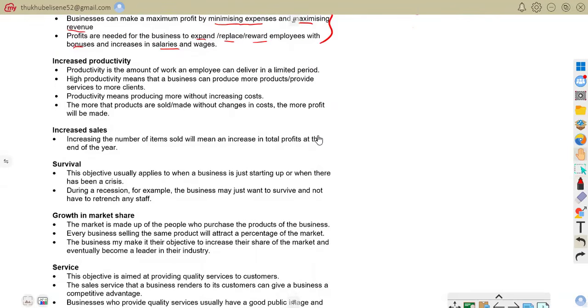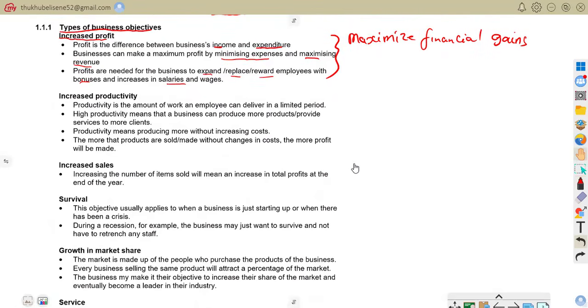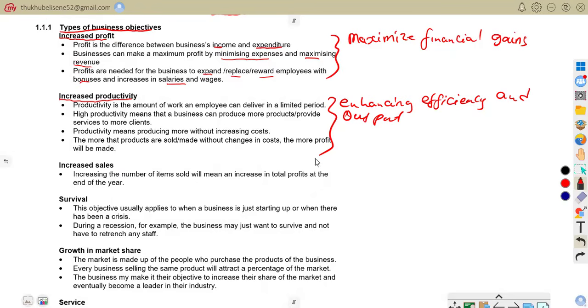So now let us move on to another type of business objective, which is increased productivity. This is where we're saying enhancing efficiency and output. That's when we're talking about increased productivity.